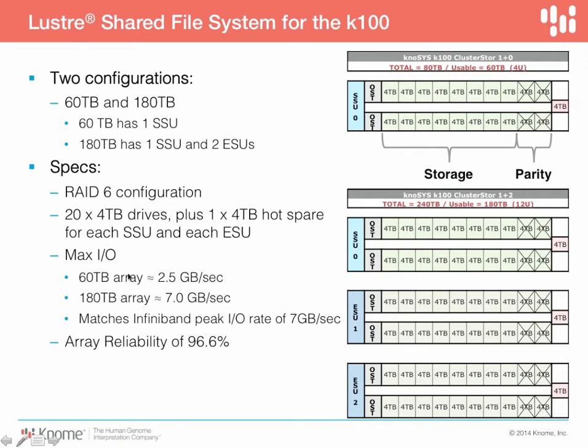I/O rates for these, the maximum I/O, though these are the theoretical max, are about 2.5 gigabytes a second for the 60 terabyte array, and about 7 gigabytes a second for this larger array, which is this 180 terabyte config. So the difference between the upper one and the lower one is that we're adding things called expansion storage units, which are very similar in structure. Again, 21 drives each, 20 for storage, of which you sacrifice 2 in each of these arrays, and still a hot spare. So in this config, you end up with 3 hot spares.